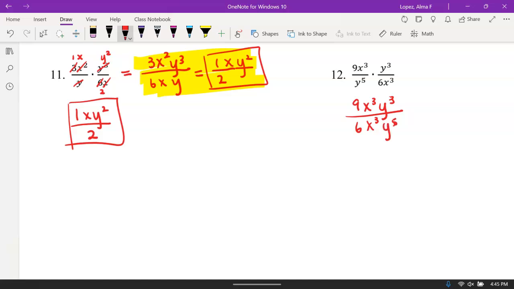Now we can start reducing. The 9 over 6 reduces by a factor of 3, and I get 3 halves. The x's completely cancel, and if I reduce the y's, I've got 3 y's on the top, I've got 5 y's on the bottom. It's going to leave me 2 on the bottom.